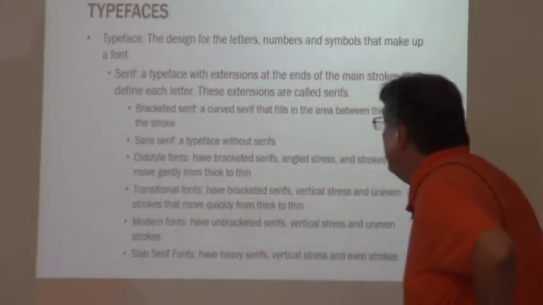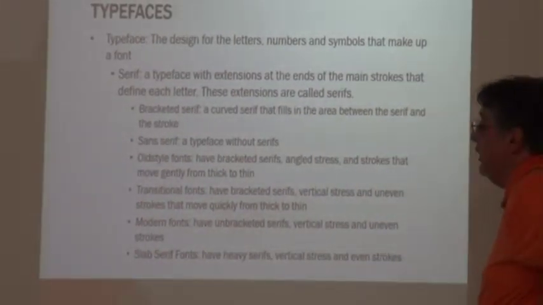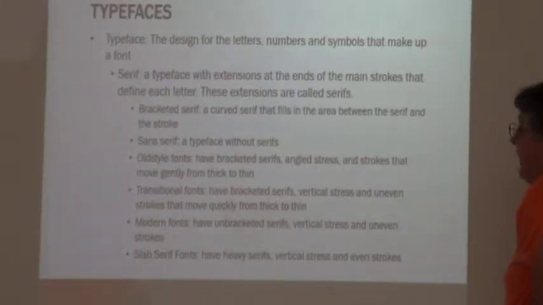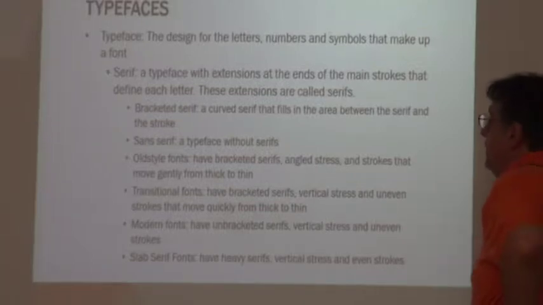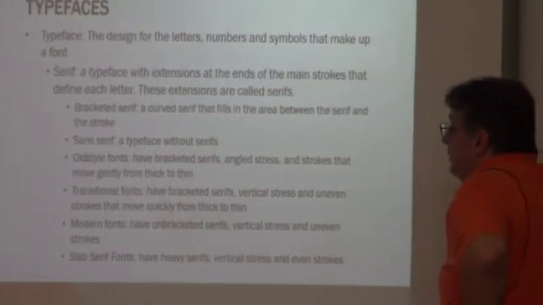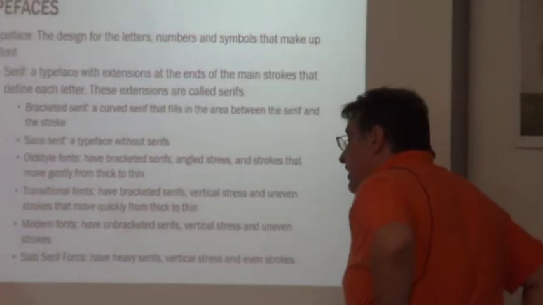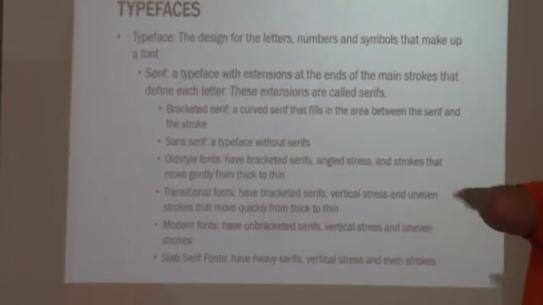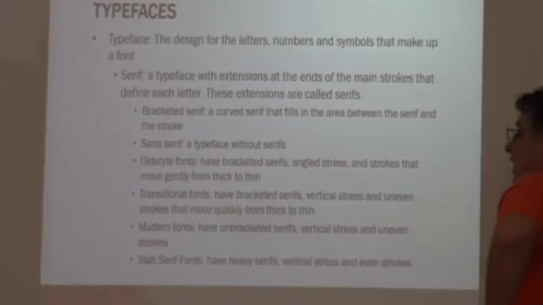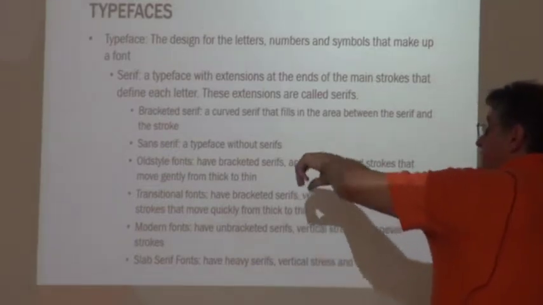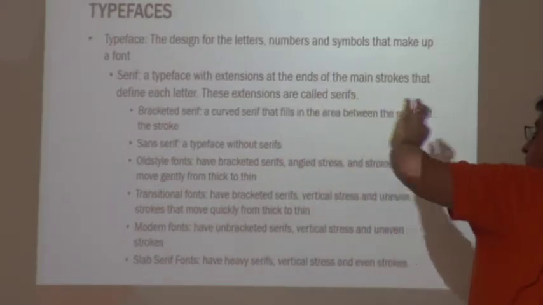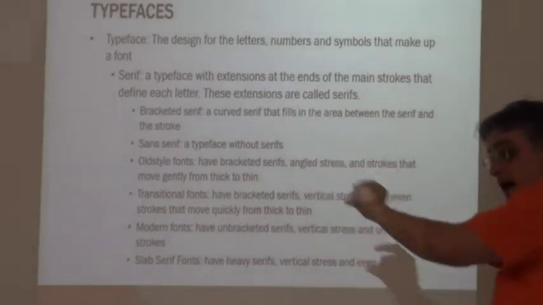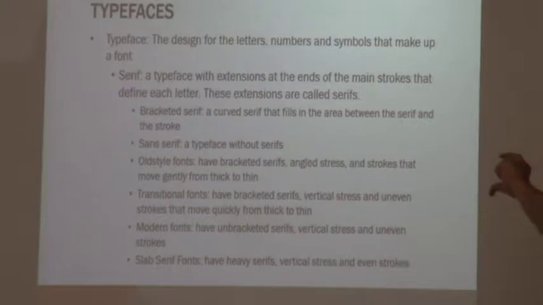All right, typeface: the design for the letters, numbers, and symbols that make up a font. We know serif is a typeface with extensions at the end of the main strokes that define each letter. These extensions are called serifs. You have bracketed serifs, which go from thin to thick. Sans serif fonts don't have any serifs at all. Old style fonts have bracketed serifs like I was just talking about, with a stroke that goes from thin to thick. Transitionals have a much more dramatic stroke from thin to thick.